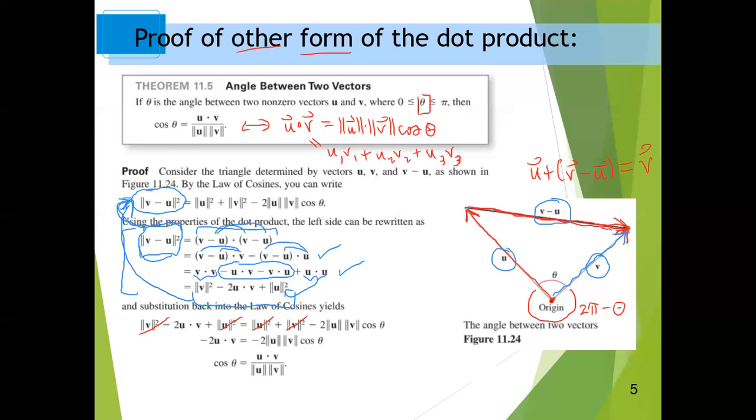So you end up with minus 2 u dotted with v equals minus 2 length of u, length of v, cosine of theta. Then, of course, I can cancel the negative 2's. And you get u dotted with v is equal to length of u, length of v, cosine of theta, which is equivalent to what is written right here. Yeah? So the law of cosines does everything for us. And just remembering this little triangular picture that relates u and v minus u.